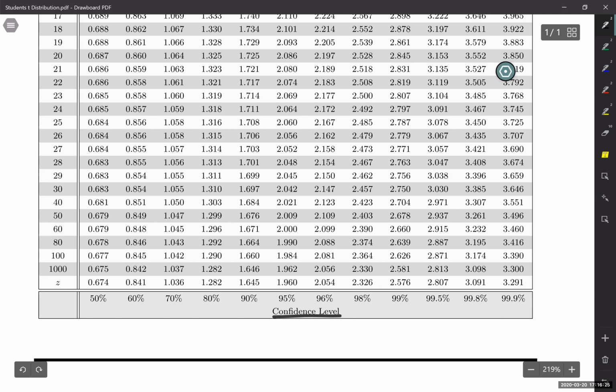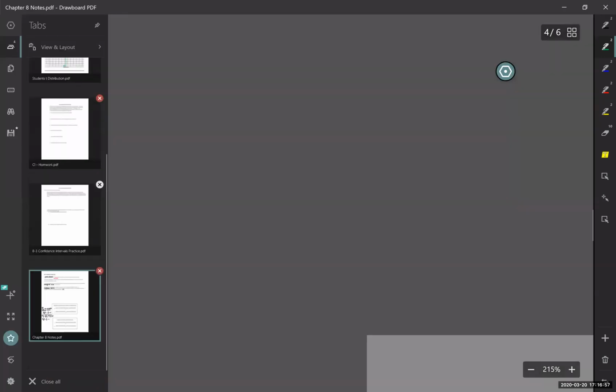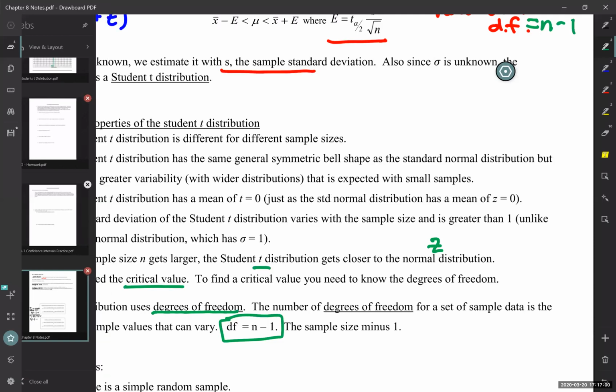So what were we? 95% confident. Here is 95% confident, so I'm going to be looking in this column. And then we determined that the degrees of freedom was 24. So going down, we have our degrees of freedom of 24, our confidence level of 95%. So our T of alpha over 2 is 2.064. Let me just write that down before I forget it. Using our table, we got that.